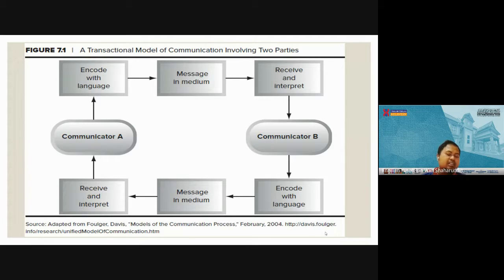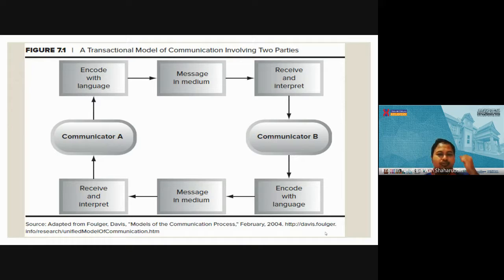So we can see in this particular situation, communicator A will encode the language. Encode the language here means putting it into symbols, not like Morse code or something, but putting it into symbols of language. It can be in terms of languages, it can be in terms of non-verbal cues, right? Sending it through a medium. It can be a spoken medium, it can be emails, it can be phone calls, any of the media.